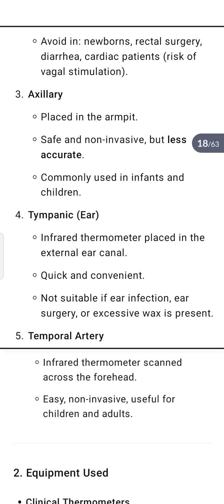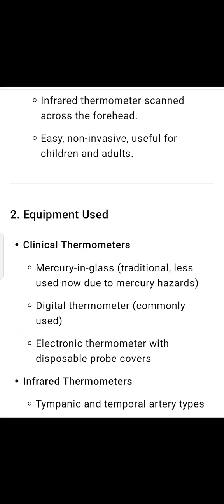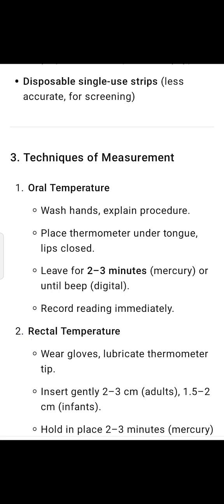Now let's see the equipment used. So what are the equipment used for measuring temperature? That's the clinical thermometer, mercury in glass, which we have seen, the clinical thermometer filled with mercury. And the digital thermometer, mostly used in everyone's home. Electronic thermometer with disposable probe covers. And we have infrared thermometers, disposable single use strap thermometers.